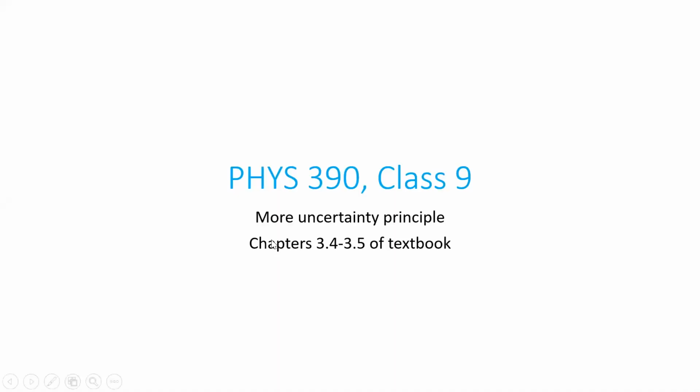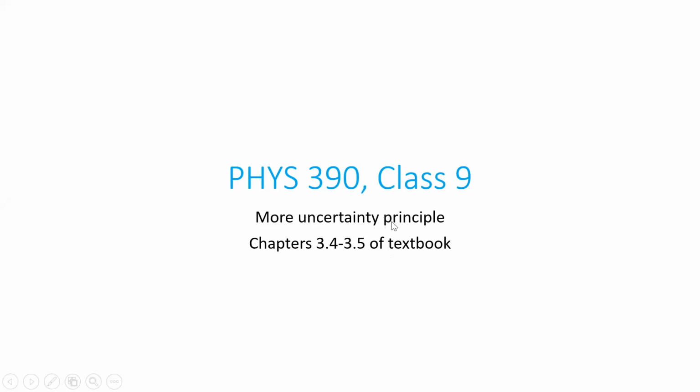In this video, we'll be looking at more of the uncertainty principle, and this comes from chapters 3.4 to 3.5 of our textbook. Specifically, we'll be looking at the general statistical interpretation for any observable. We'll be looking at the momentum space wave function. We'll be looking at the generalized uncertainty principle for any two operators. And finally, we'll look at the energy time uncertainty principle.